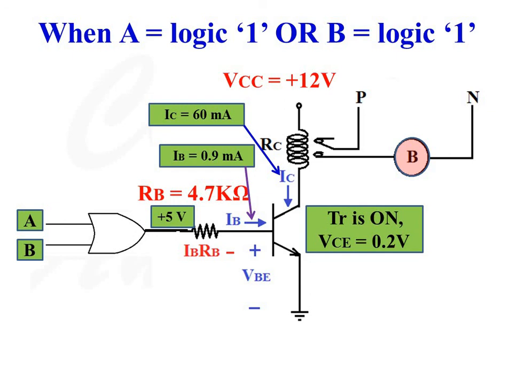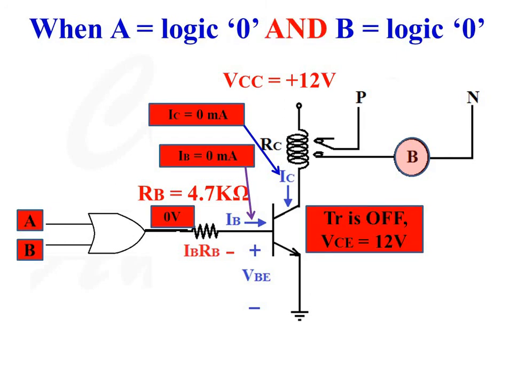When A is equal to logic 1 or B is equal to logic 1, base current is equal to 0.9 milliampere. So collector current is limited to 60 milliampere. Transistor is turned on. VCE is equal to 0.2 volt. Relay is in the energized condition.